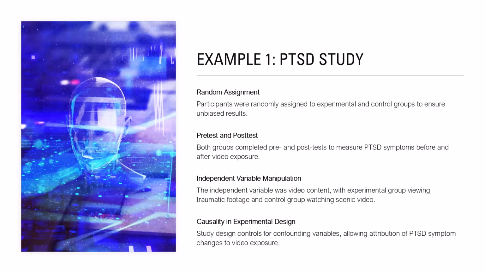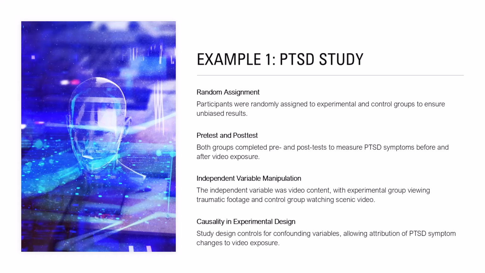Let's review a couple of examples of studies that have employed a classic experimental design. First, in a study examining PTSD among police officers, 100 participants from the Winnipeg Police Department were randomly assigned to either an experimental or control group. Both groups underwent a pretest to assess their levels of PTSD symptoms, revealing no significant differences.